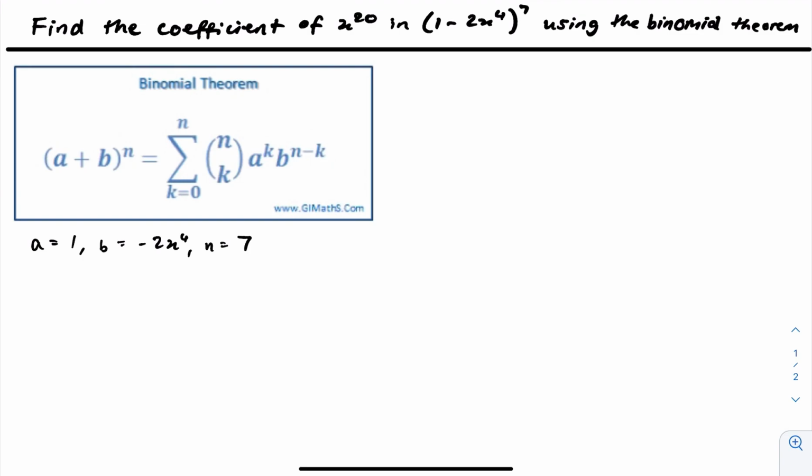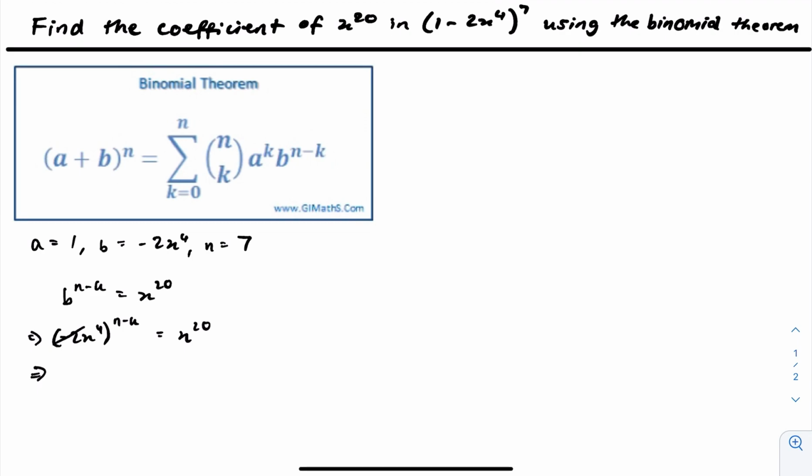So we need to figure out when we raise b to a power, in this case b to the power of n minus k, what will make it x to the power of 20? So I'm just going to write down b to the power of n minus k is equal to x to the power of 20. If I substitute b in there, we get (negative 2x to the power of 4) to the power of n minus k is equal to x to the power of 20. Now, I'm just going to ignore the coefficient for now because we want to figure out what power x is raised to, and which one gets it to 20. Then we can figure out the coefficient later.